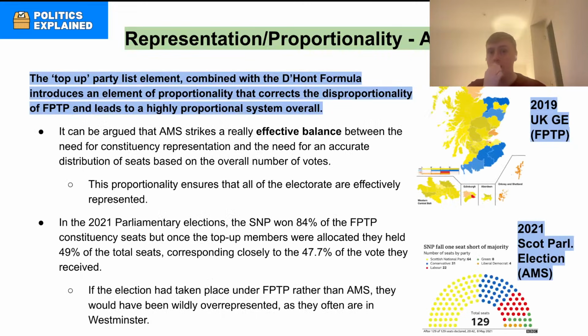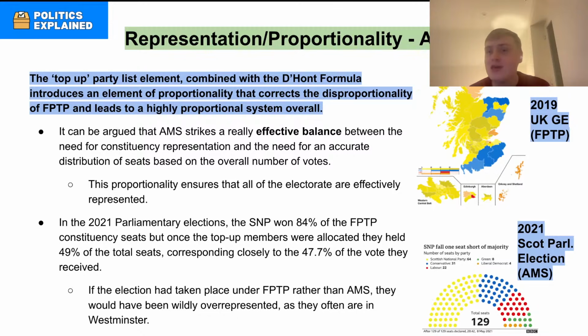Okay, moving on now to the additional member system. Representation and proportionality is a real strength of AMS. It's the reason they've added that additional member. It's the reason they've got the top-up vote. The top-up party list element, combined with the D'Hondt formula, introduces an element of proportionality that corrects the disproportionality of first past the post and leads to a highly proportional system overall.